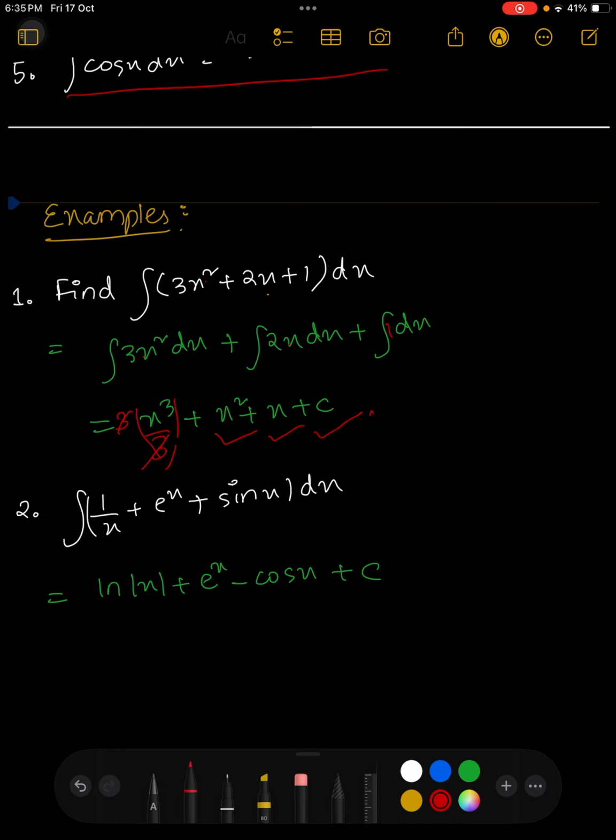Similarly, the second question is the integration of 1 by x plus e to the power x plus sin x dx. So we know the integration of 1 by x is ln x, right? And plus the integration of e to the power x dx is e to the power x, and the integration of sin x is minus cos x, plus the constant of integration.